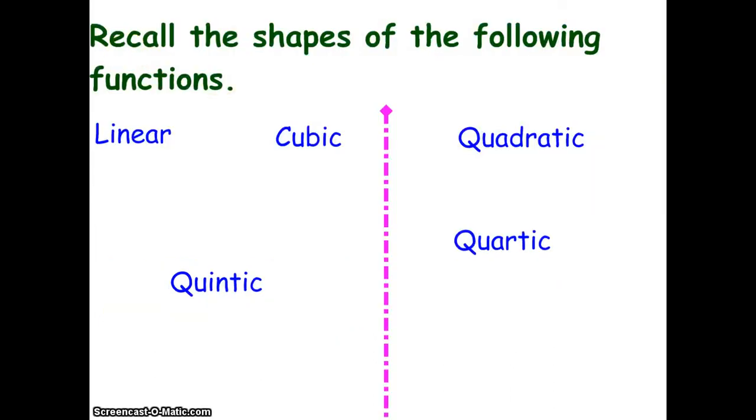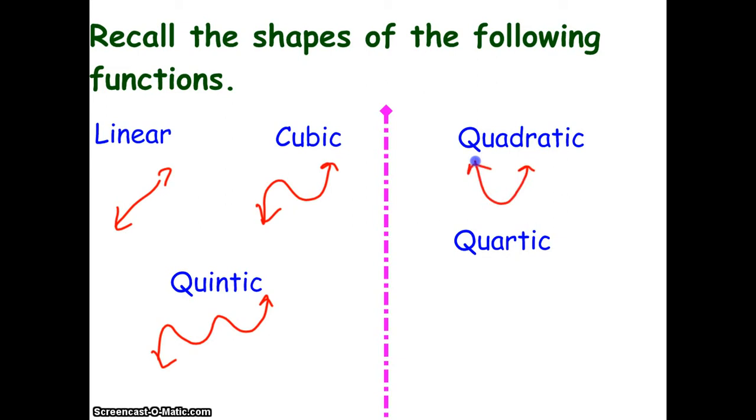So if we could recall the shapes of yesterday, if you look on the left side of the whiteboard, I have linear, remember that was a straight line, a cubic, a quintic, and a quadratic is a parabola, and a quartic.